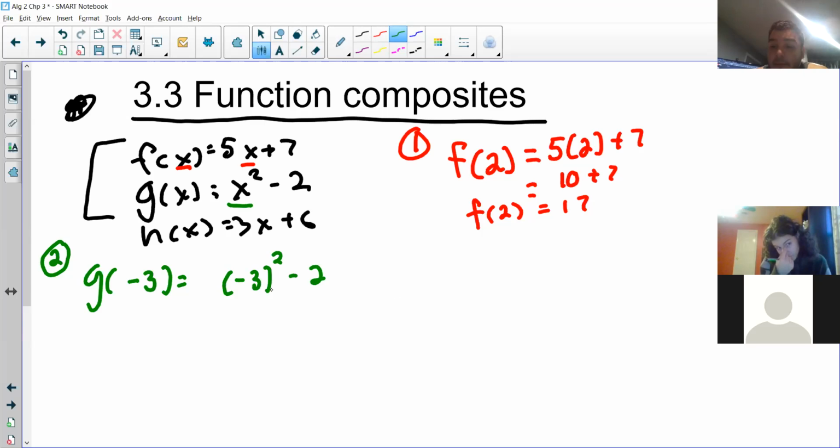Mr. Tawal, is this just what we did yesterday? This is the next lesson from yesterday. So now we're going to plug in numbers. This is new.